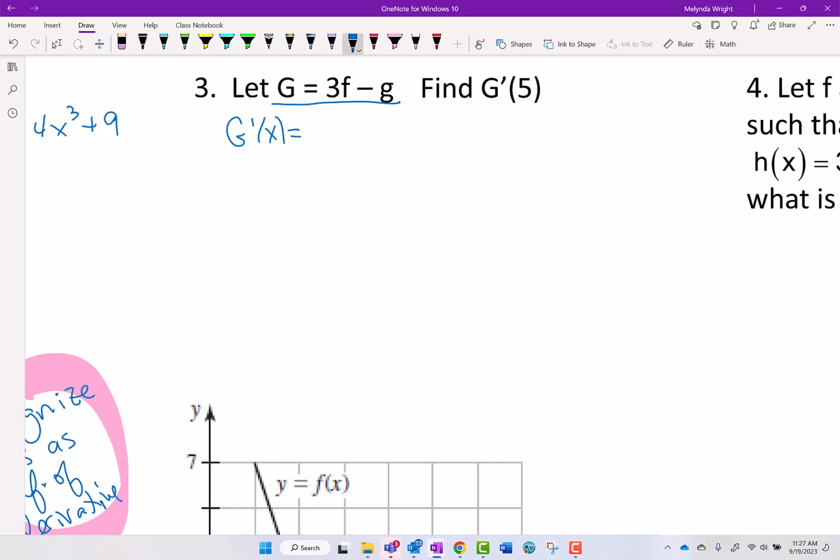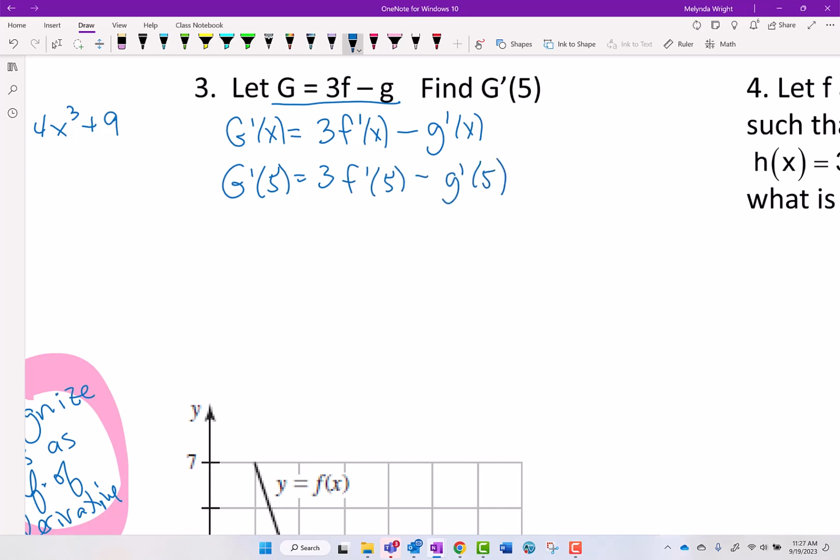3 is a multiplier, so it's just hanging out there. The derivative of f is f prime, and I'm just going to put the x in there so it's prettier, minus g is just a function. The derivative of g is g prime. That's my g prime of x. Okay, now let's write out the equation for g prime of 5. G prime of 5 is going to be 3 times f prime of 5 minus g prime of 5.